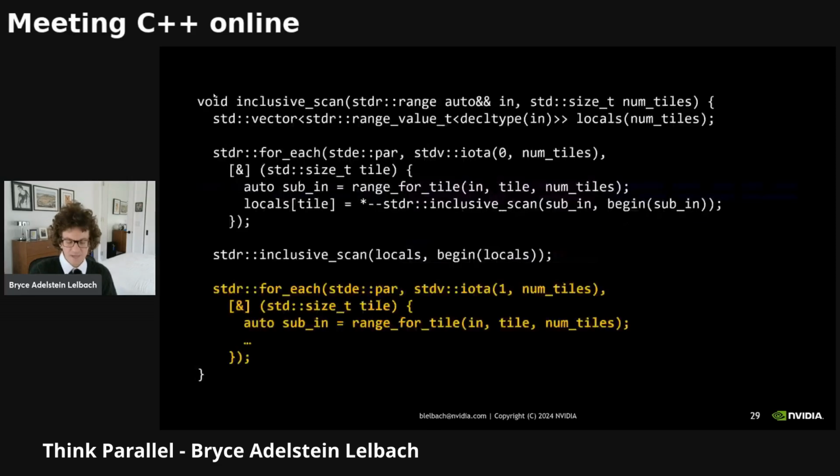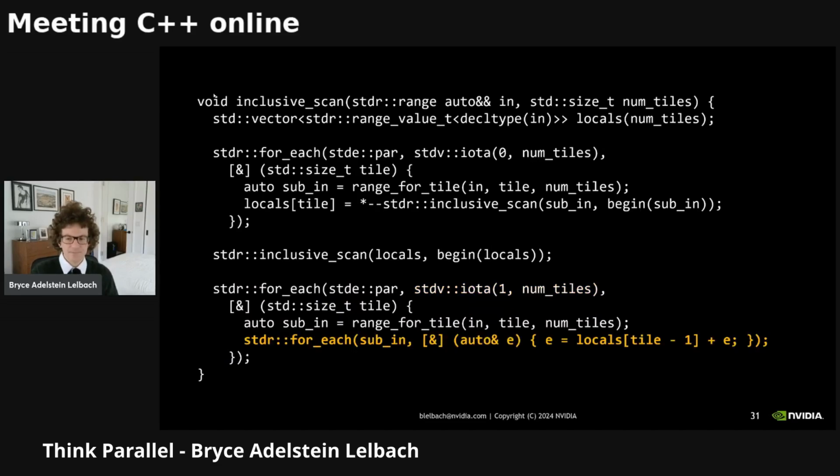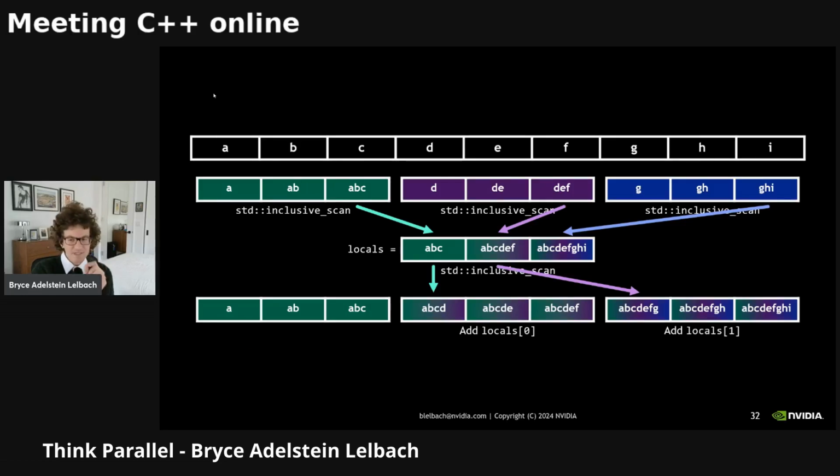Next, we need to go parallel again to update the elements in each tile. We skip the first tile because it doesn't need any updates. There are no tiles before it. We perform the update with a serial for each, which adds the appropriate value from locals to each element. We add the locals value on the left-hand side to preserve order. After that addition, we'll have the correct result.